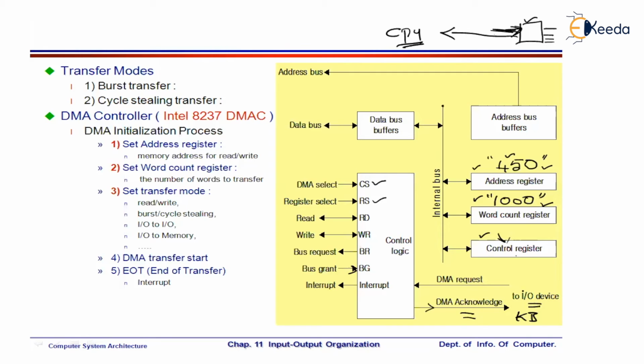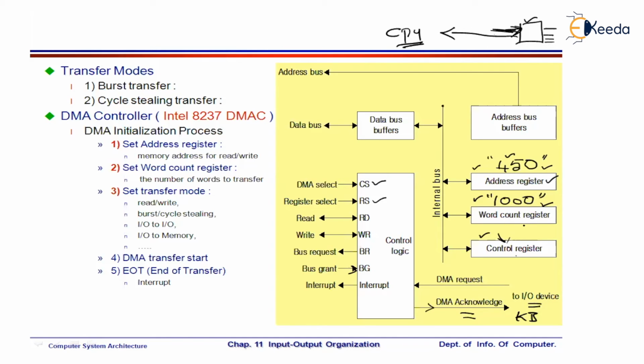Then the IO device will start its transfer to and from main memory. For every word transfer, the address register will get incremented, because the first word will be loaded in 450. The second word must be loaded in the address 451, right? For that reason, the address register will get incremented. During every word transfer, the word count register will get decremented. You know that, after the first word, it will become 999. The control register will hold a data byte till the transfer happens.